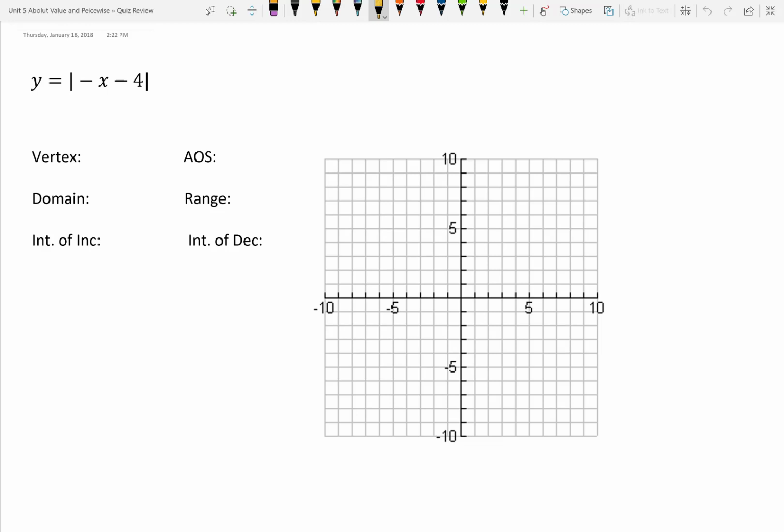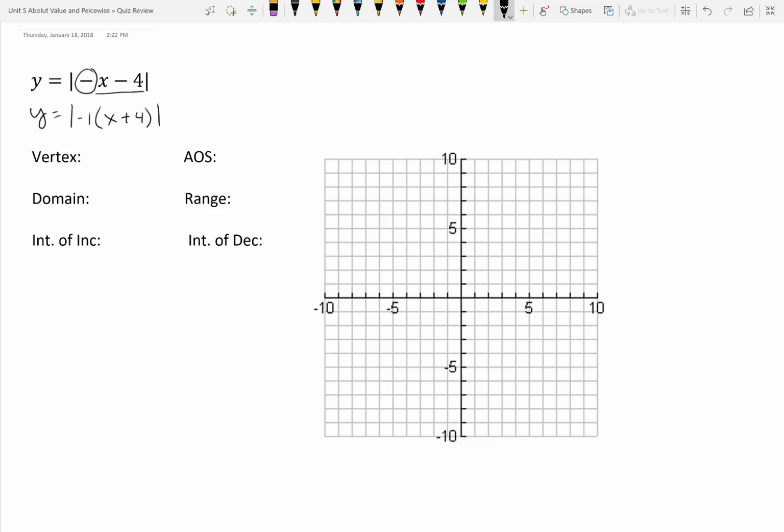So we're going to rewrite this. Oops, we'll use an actual color here. We're going to rewrite this with this -1 factored out of the binomial negative x minus 4. So this becomes the absolute value of -1 times the quantity x plus 4.